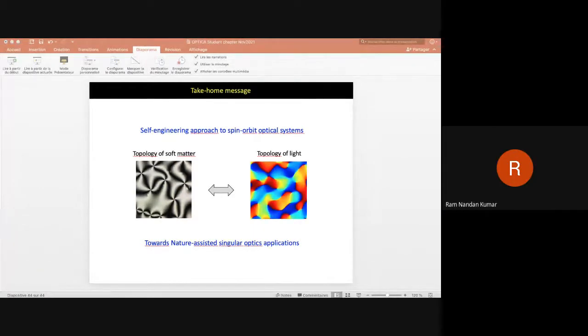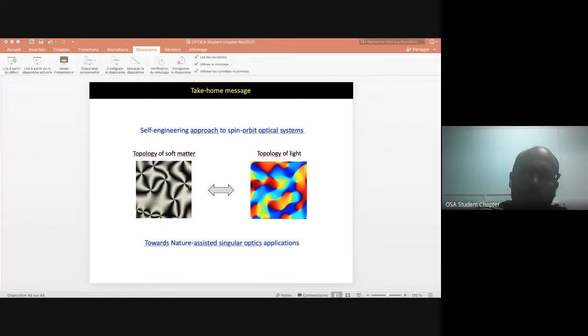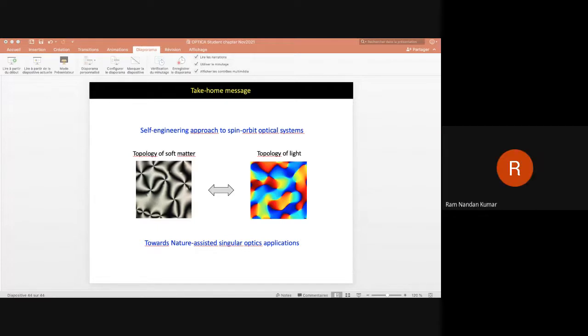Hello, sir. I have one question. So, can I ask? Sure. Formation of a speckle pattern after the fiber when light passes through it. So, how does topological charge play a role in the formation of a speckle pattern?